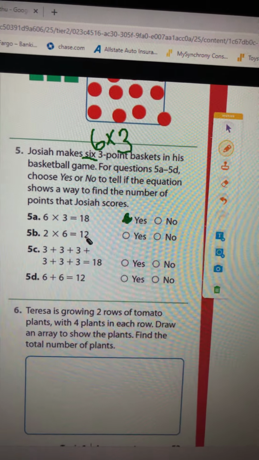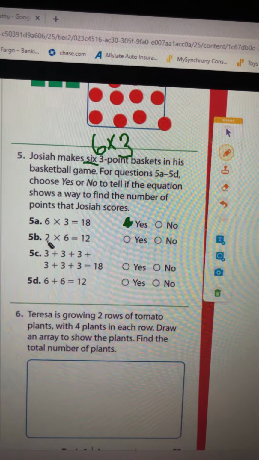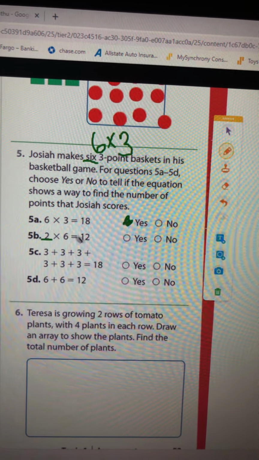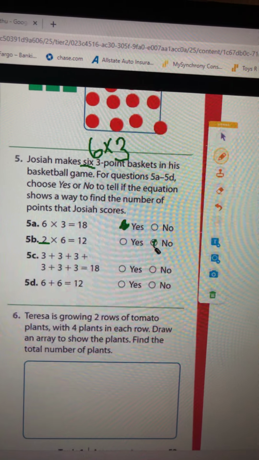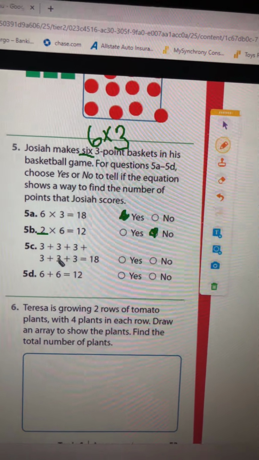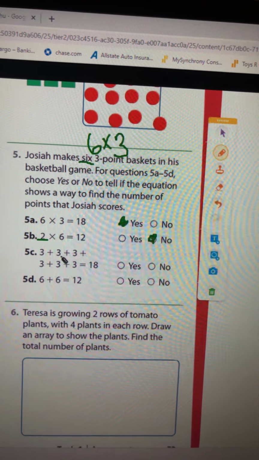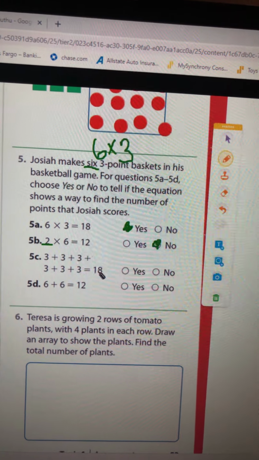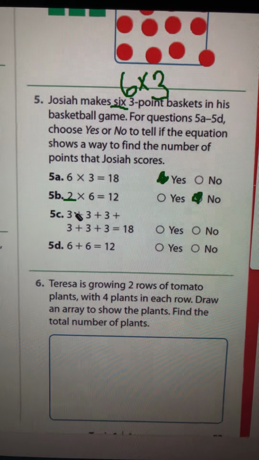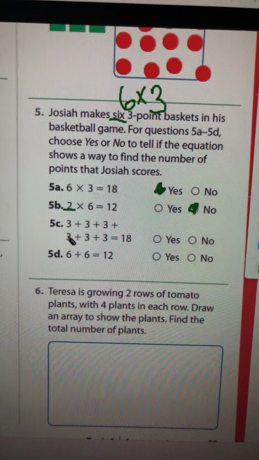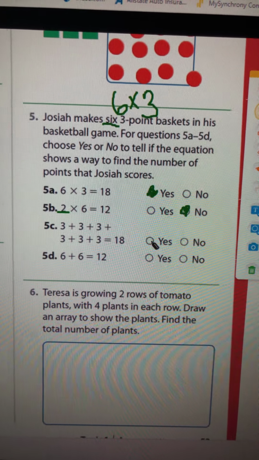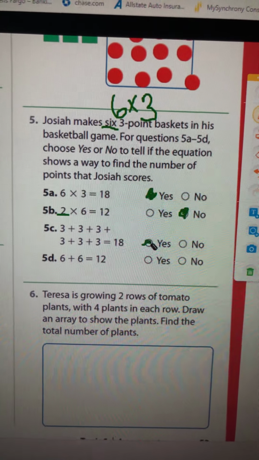2 times 6 equals 12. No, he scored 3-point shots, not 2-point shots. So this is a no. 3 plus 3 plus 3 plus 3 plus 3 plus 3 equals 18. Ooh. So if this is 3-point shots, this is 1, 2, 3, 4, 5, 6. Yes, we have a match.